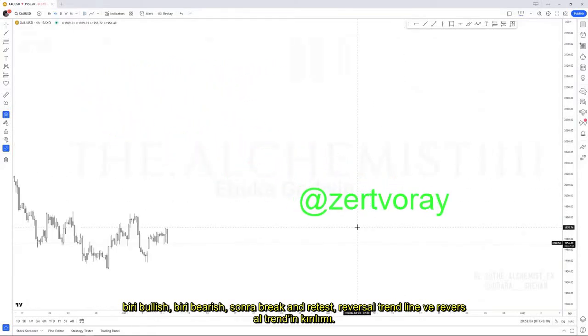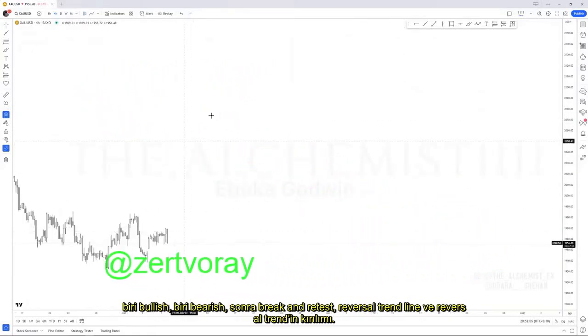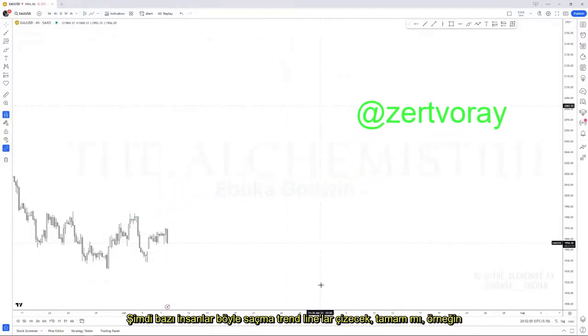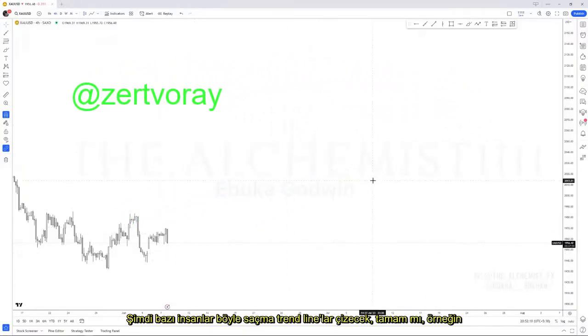So we had a few, right? We had two continuation trend lines, that's bullish and then bearish, and then break and retest, reversal trend line, and then the break of the reversal trend line.